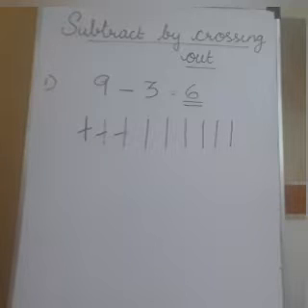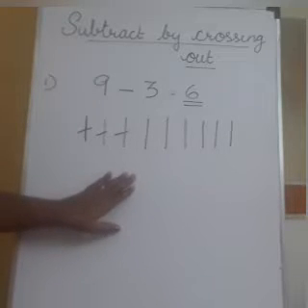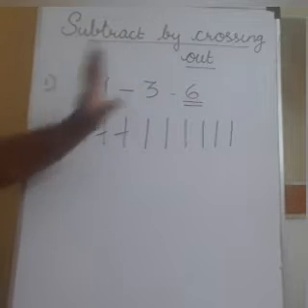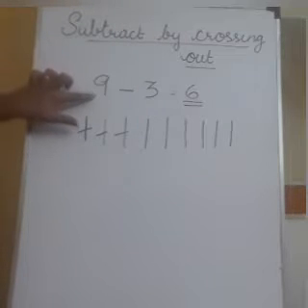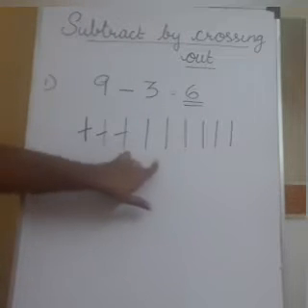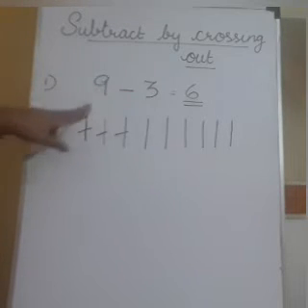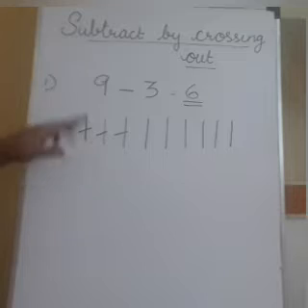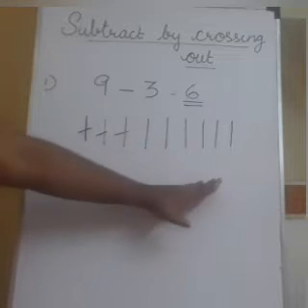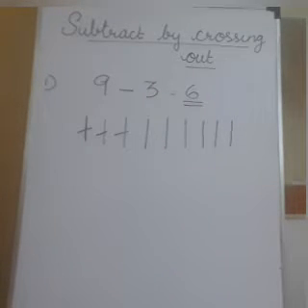Is it clear, my dear kids? This is how we do the subtraction by crossing out. Look at the first number and draw that many lines. Then look at the second number and cut that many lines. Count the remaining lines and write it as the answer. Is it clear, my dear kids?